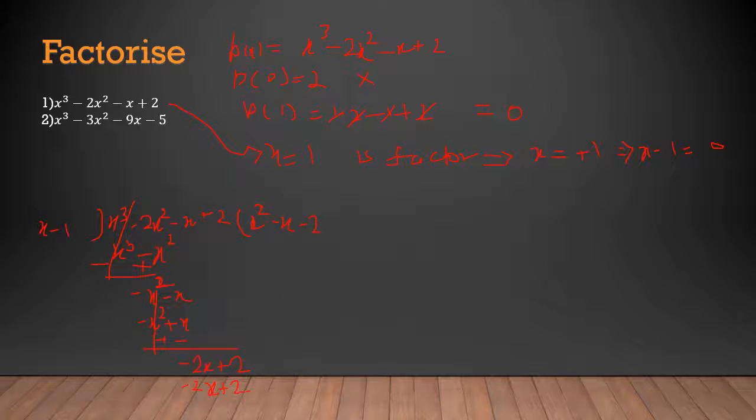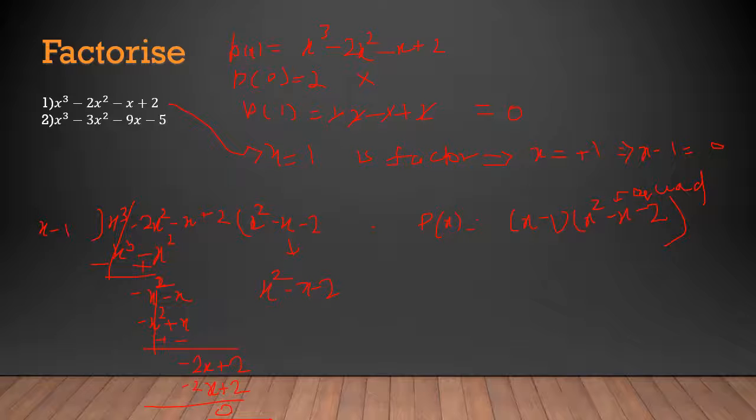So the second factor of this equation is x square minus x minus 2. Since p of x can be written as x minus 1 into x square minus x minus 2. It is a quadratic equation, so we can factorize it.